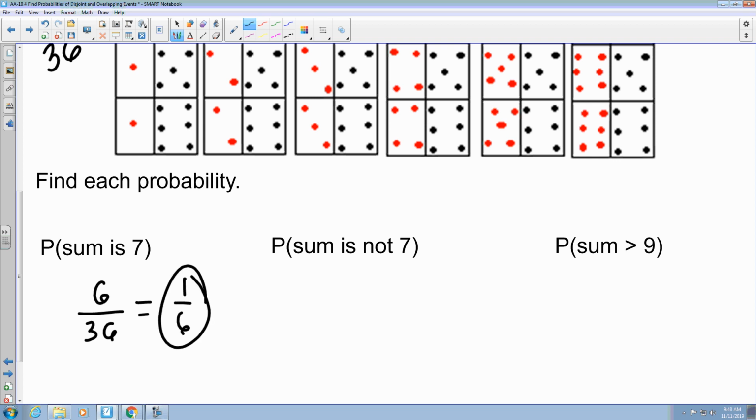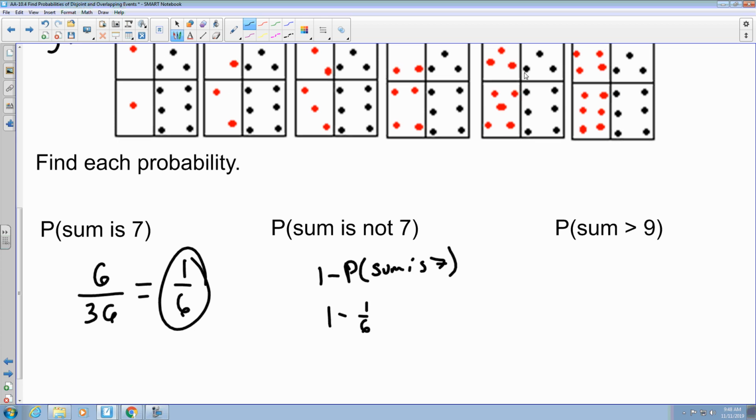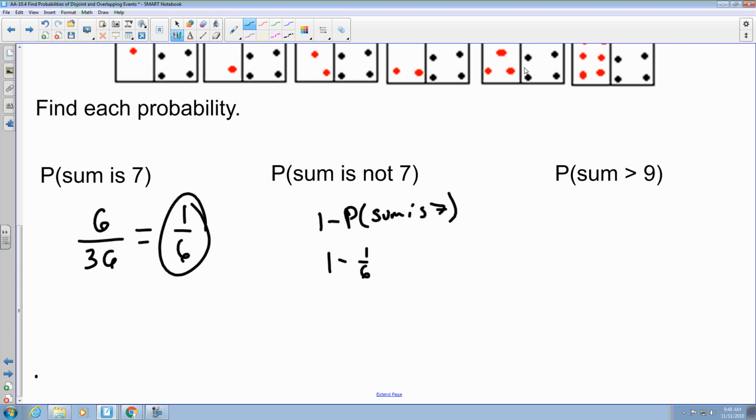Now the question is, what is the probability that the sum is not 7? You can use the complement: 1 minus the probability that the sum is 7. It's 1 minus 1 out of 6, or 6 out of 6 minus 1 out of 6, which gets us 5 out of 6.